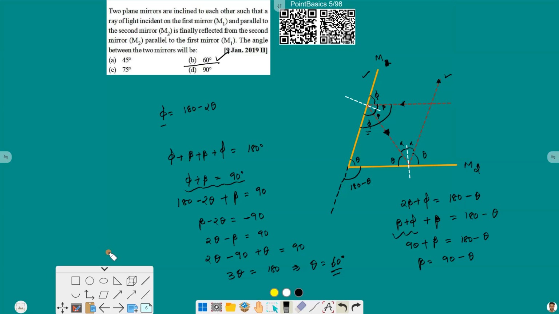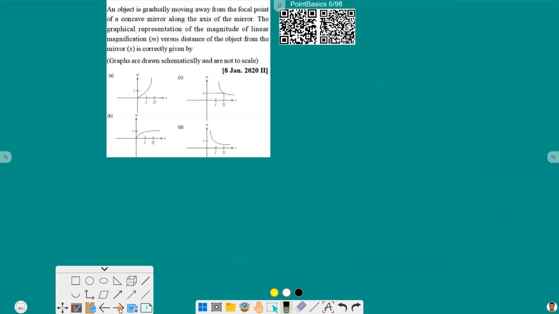Let us move ahead. An object is gradually moving away from the focal point of a concave mirror along the axis of the mirror. The graphical representation of the magnitude of linear magnification versus distance of the object from the mirror is correctly given by.